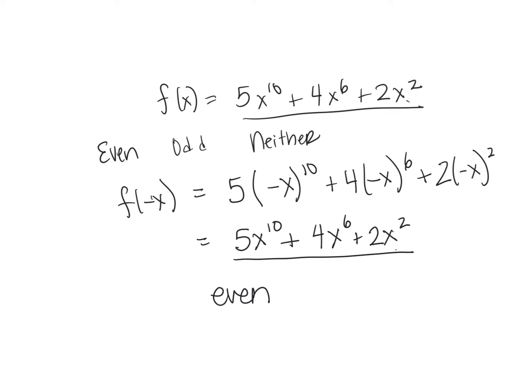Now, if you're struggling with this and you really can't see this whole x thing, I would recommend that you just use a number. So this also works if I just use a number and evaluate it, if the variable seems a little confusing to you. For example, again, this function f of x was 5x to the 10th plus 4x to the 6th plus 2x squared. Imagine if I just put a 2 in for x.